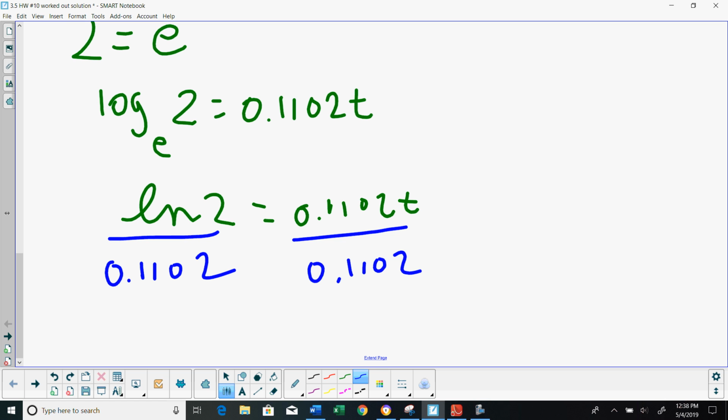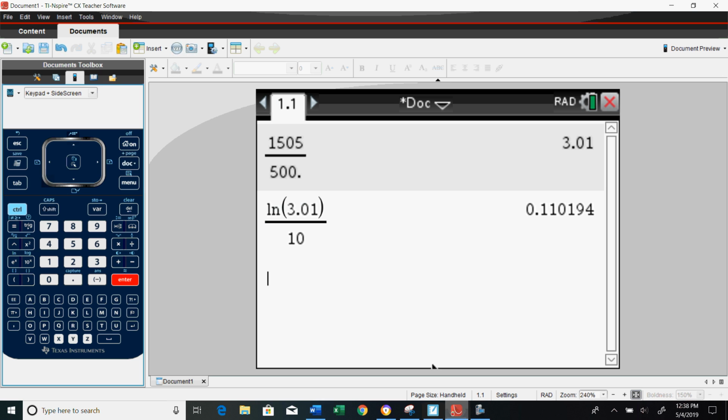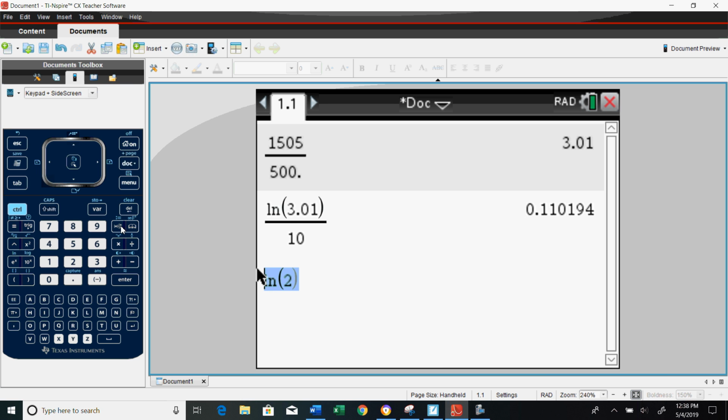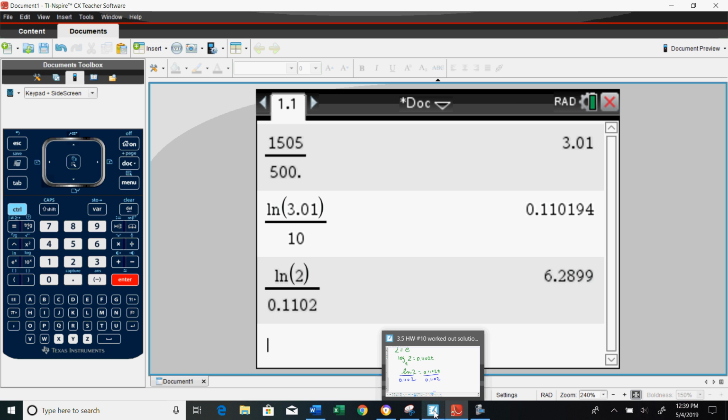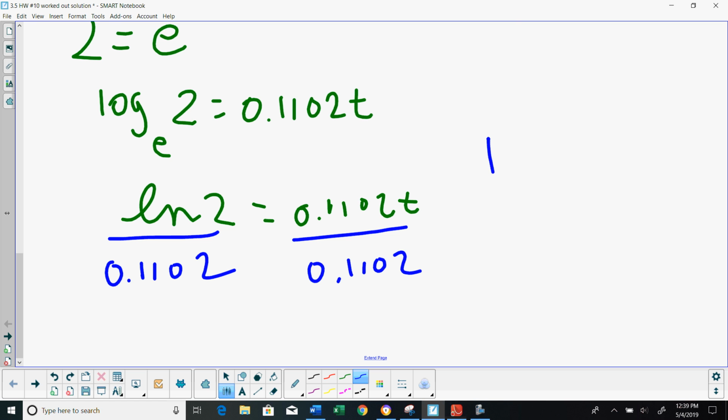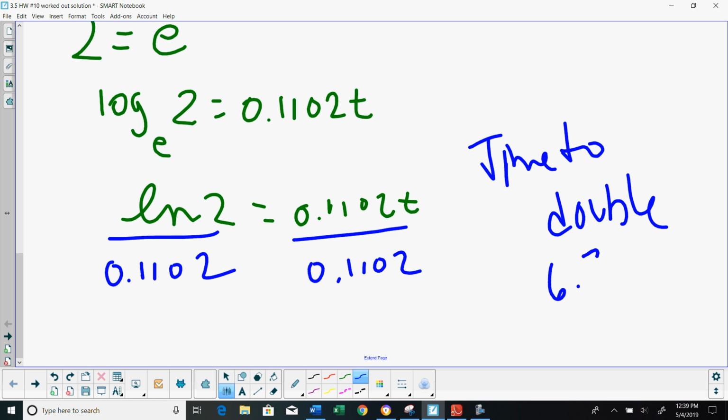When I do that on my calculator, I want ln of 2 divided by 0.1102, and I'm getting approximately 6.3. So 6.3 years is what I would say. So the time to double is 6.3 years.